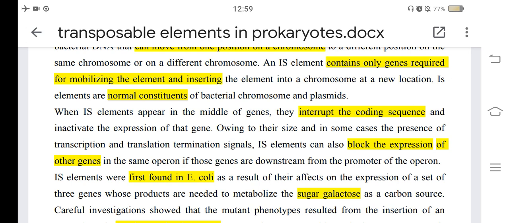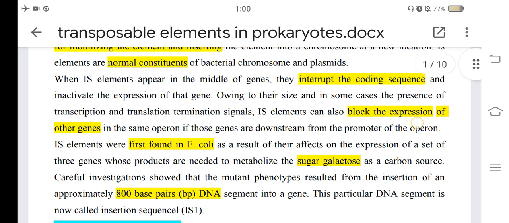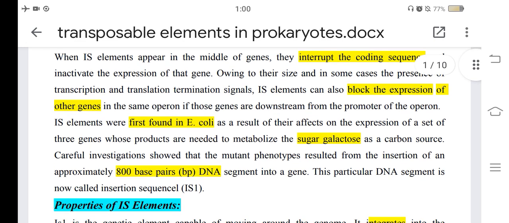When IS elements appear in the middle of genes, they interrupt the coding sequence and inactivate the expression of that gene. Owing to their size and in some cases the presence of transcription and translation termination signals, IS elements can also block the expression of other genes in the same operon if those genes are downstream from the promoter of the operon.